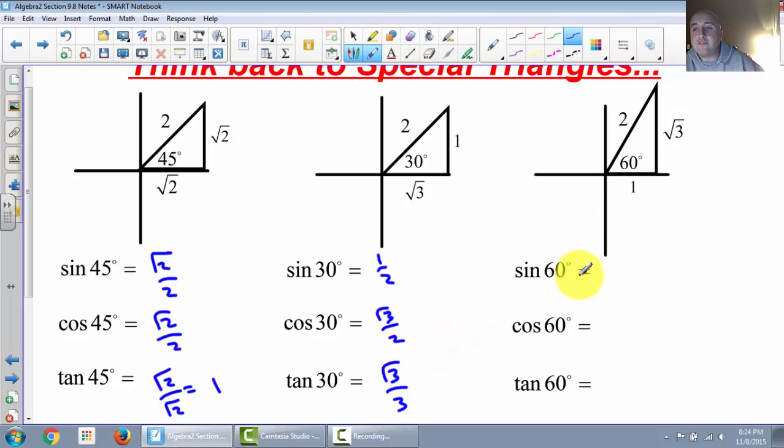And last but not least, we have sine of 60. So root 3 over 2 is opposite over hypotenuse. Cosine is adjacent over hypotenuse, so 1/2. And tangent is opposite over adjacent, so root 3 over 1, which is just root 3. Okay, so we're going to need to recall back to these at a later time.